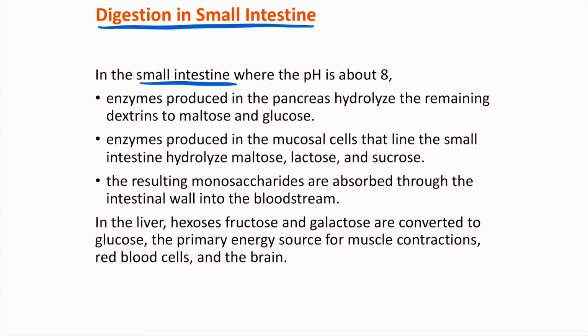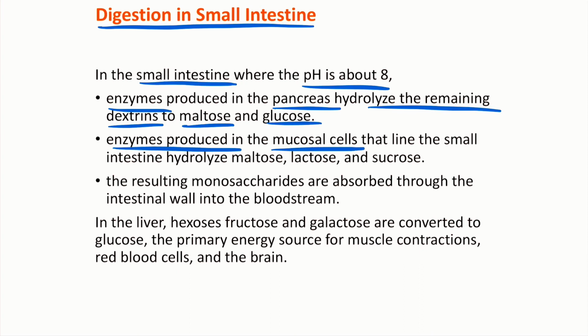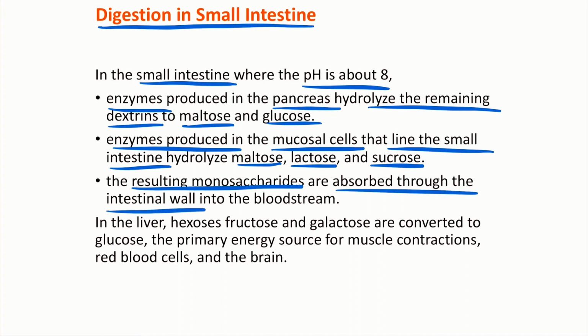Next is the stage of digestion in the small intestine. So what happens inside the small intestine? Inside the small intestine, the pH is a little higher, about 8, where enzymes produced in the pancreas hydrolyze the remaining dextrins to create maltose and glucose. Enzymes produced in the mucosal cells that line the small intestine hydrolyze the maltose, lactose, and sucrose. Then the resulting monosaccharides get absorbed through the intestinal wall into the bloodstream. So this is how sugar enters your bloodstream.